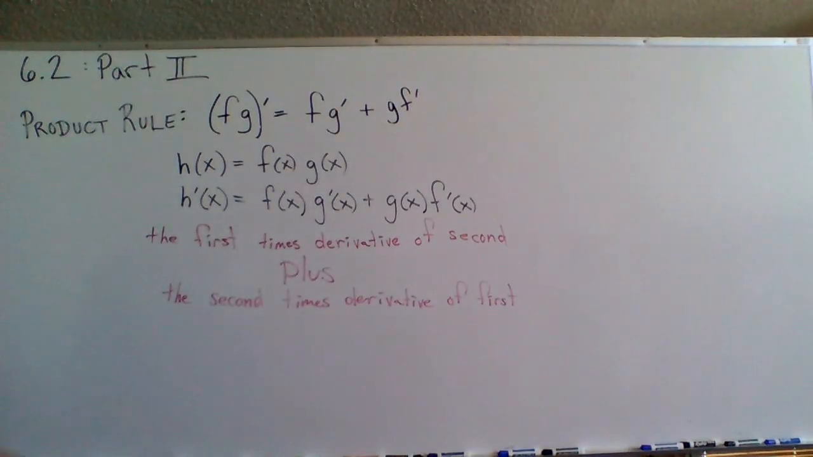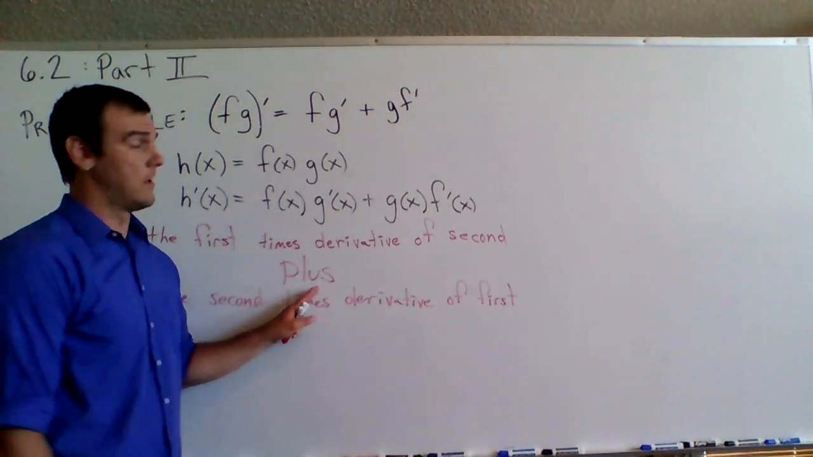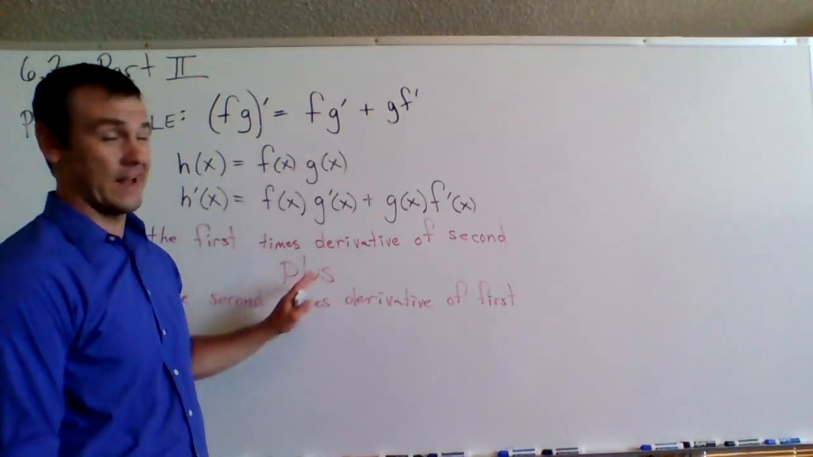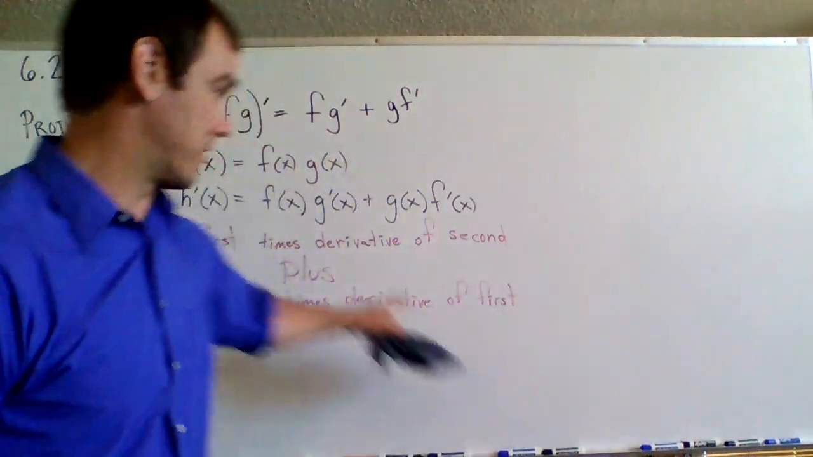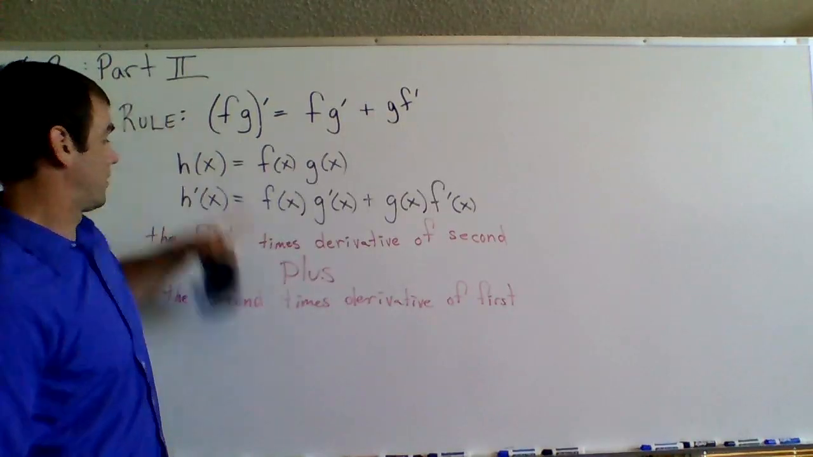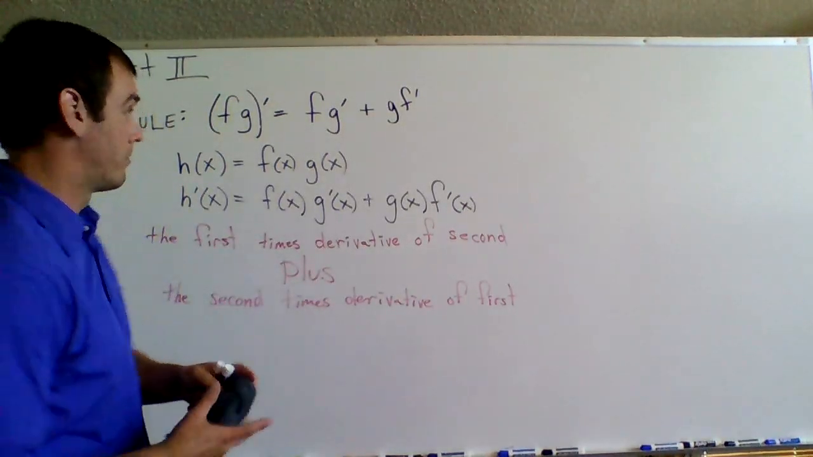Another thing you guys have to remember is going to be a plus here, okay? A lot of students will mix up and put a minus here just because the quotient rule is going to have a minus in it. So make sure product rule definitely has a plus in between them.